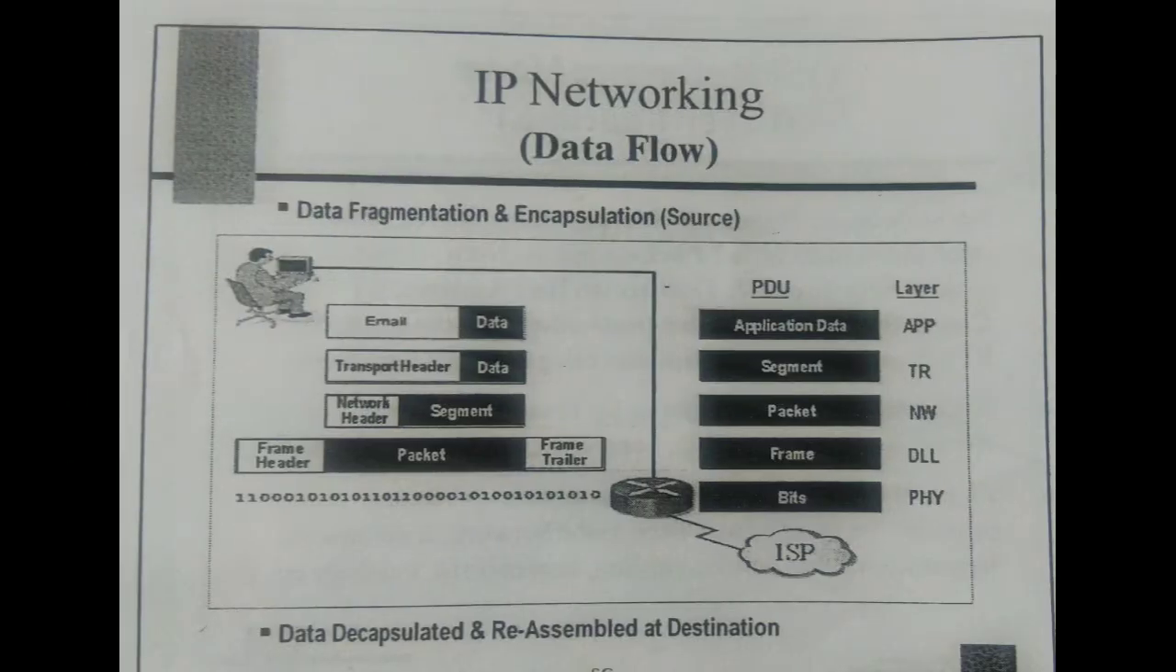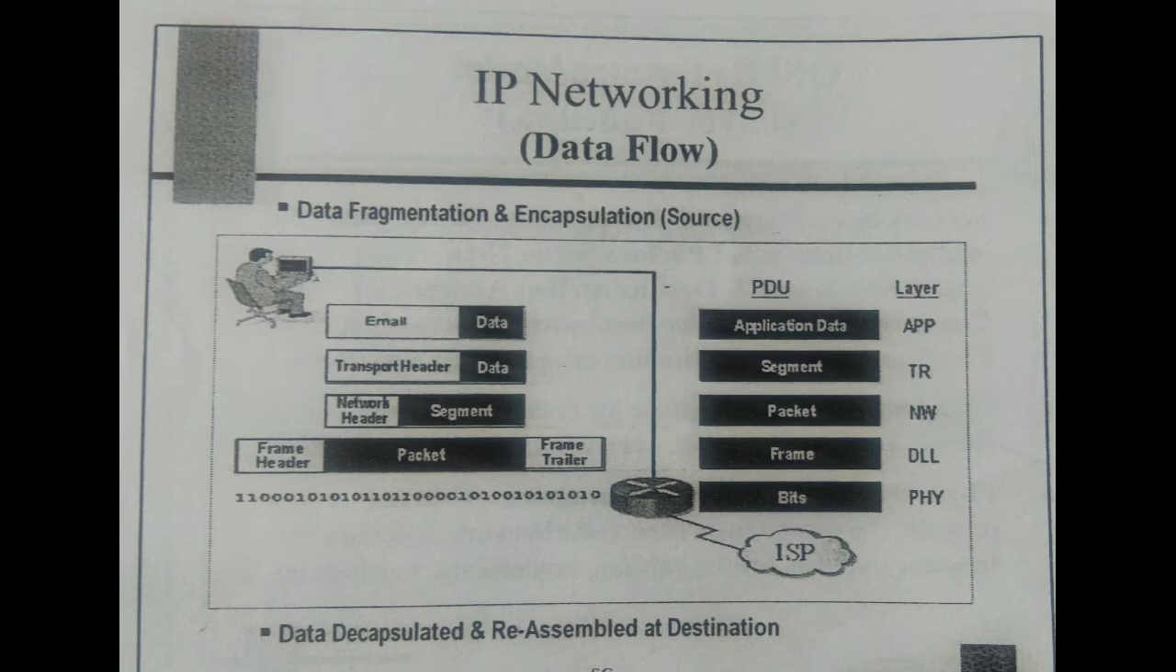So let's see the data flow, how the data flows in IP networking. We can see that everything is in 1101 form, digital format. We have frame headers, then the packet, and the frame trailer. I will explain it later on. Then we have network headers in the segment, then we have the transport header, and data is also there along with that. Then we have email and data along with that.